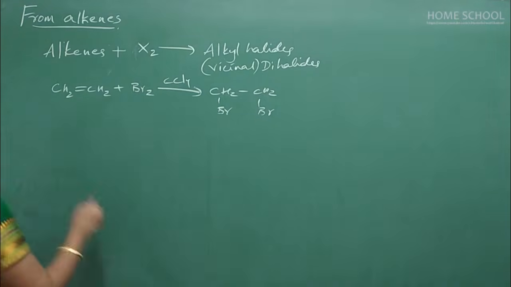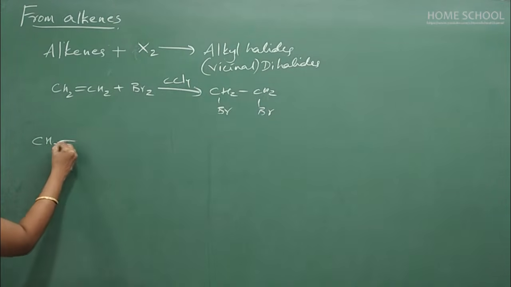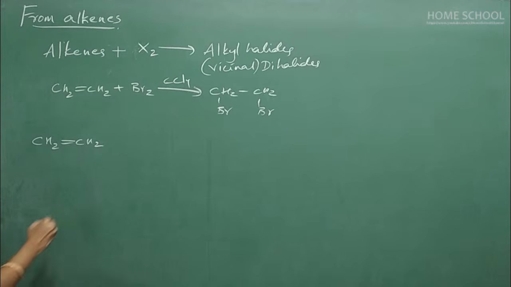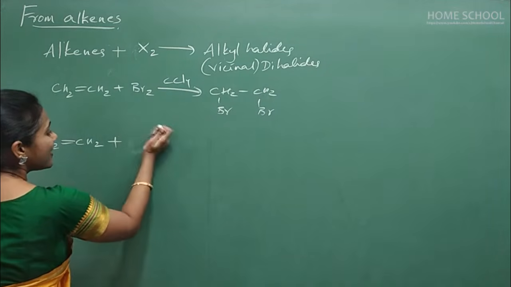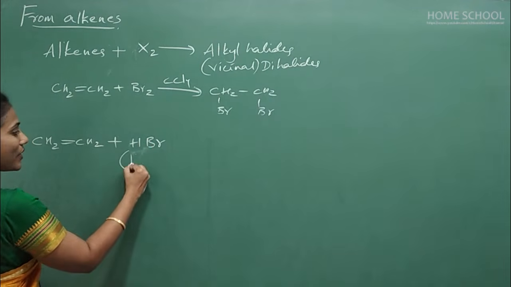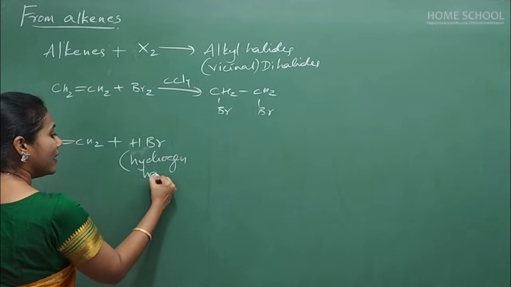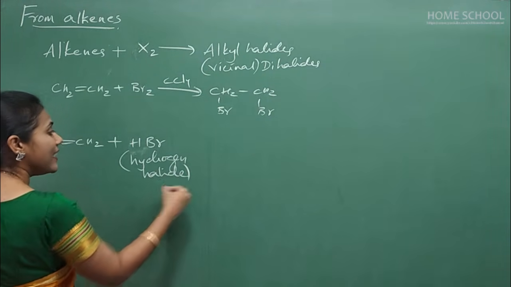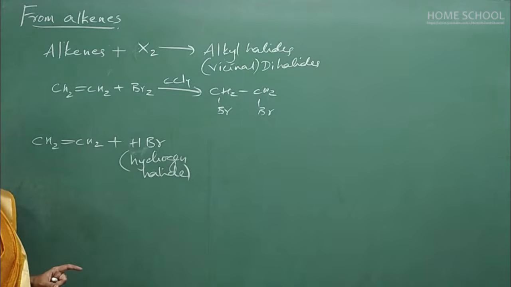Suppose I take an alkene, CH2 double bond CH2, and I can also add hydrogen halides, like HBr. This is an example of a hydrogen halide, right? You can add HCl, you can add HI or anything. I am taking HBr here.